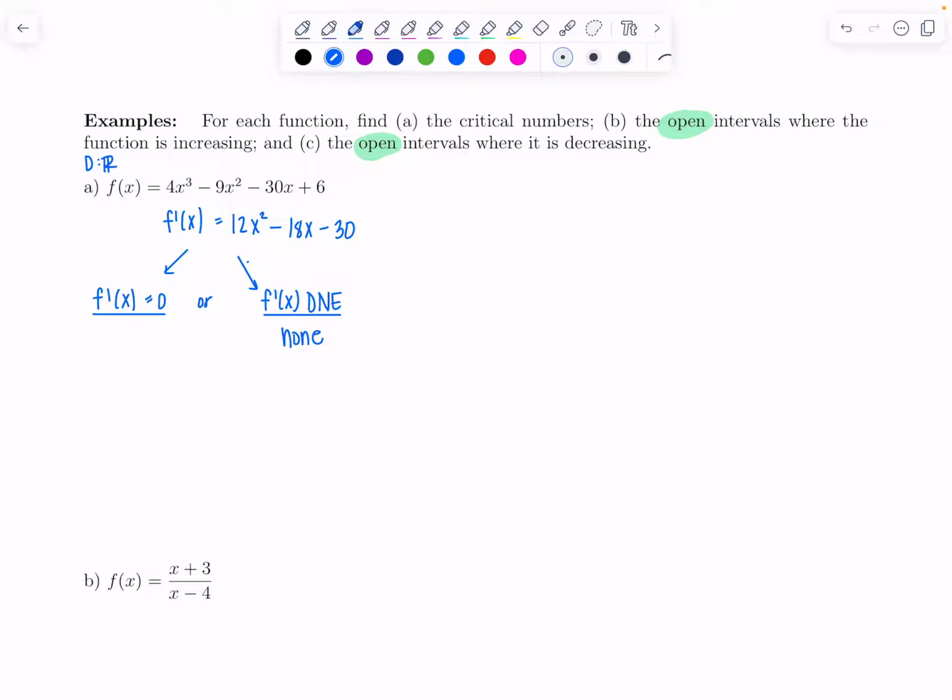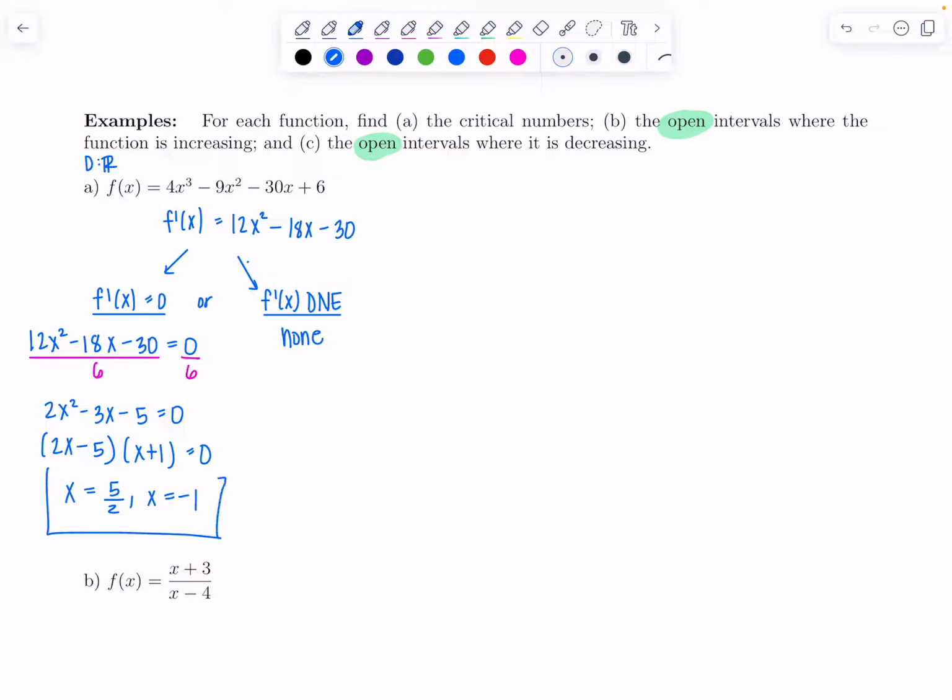But for f prime of x equaling 0, let me set the derivative equal to 0. I'm not going to try to factor just yet. I'm noticing I can divide everybody by 6 on both sides. You could factor it out, but I'd rather just be done with the 6. So 2x squared minus 3x minus 5 is 0. And then factor: 2x minus 5 and x plus 1. Beautiful. So from here we get that x equals 5 halves or x equals -1.